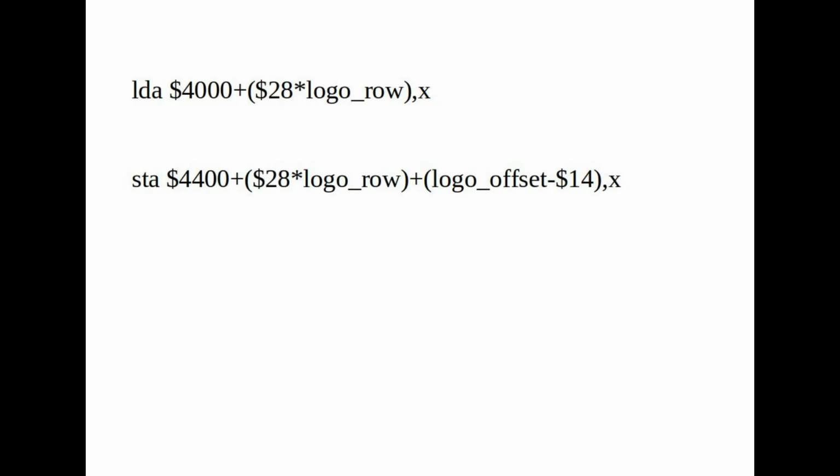Here's the algorithm that needs to be implemented when the logo has bounced to the right. The screen is 28 wide and 28 times logo row just selects which row of the logo to copy into memory. You can see the store command has an extra term to account for the logo offset. We will look at how this was coded now.